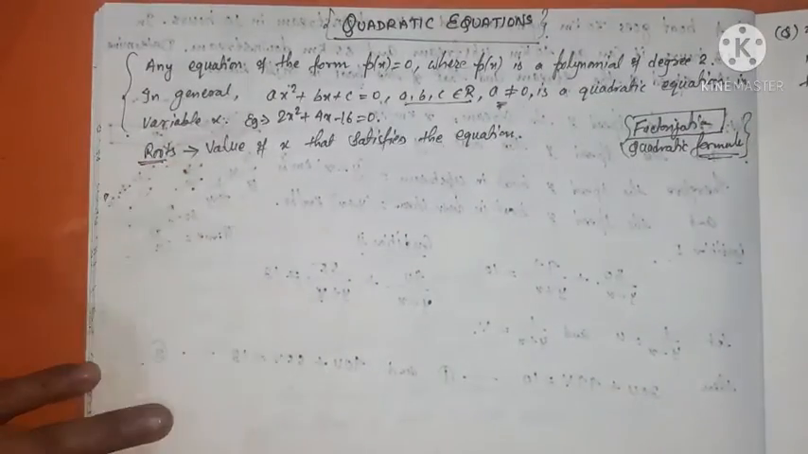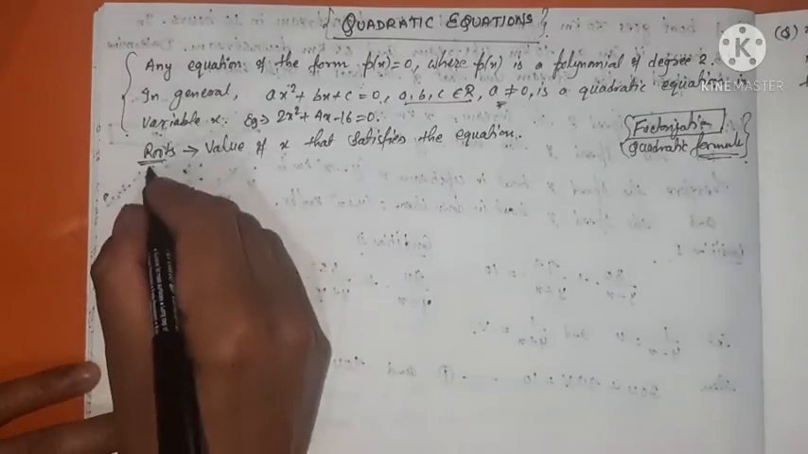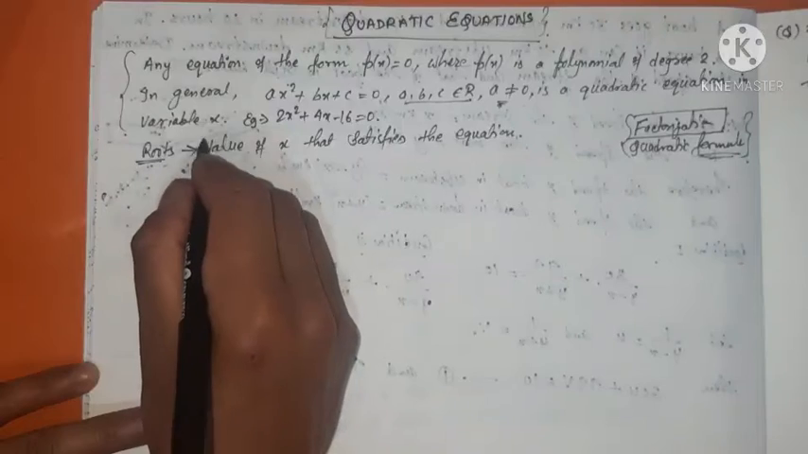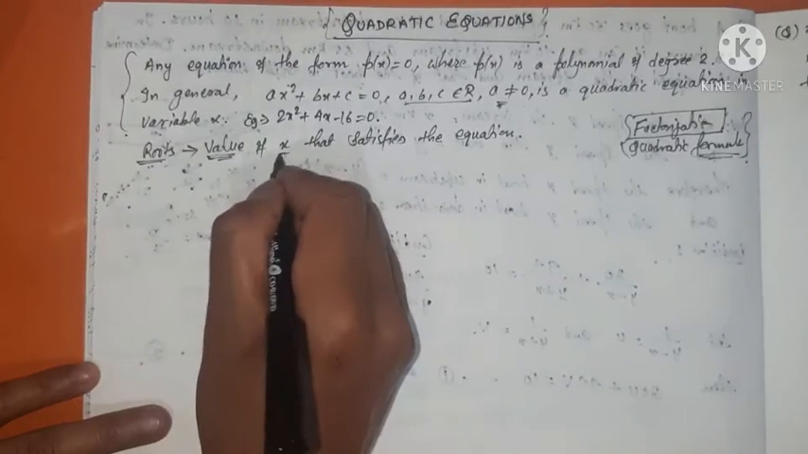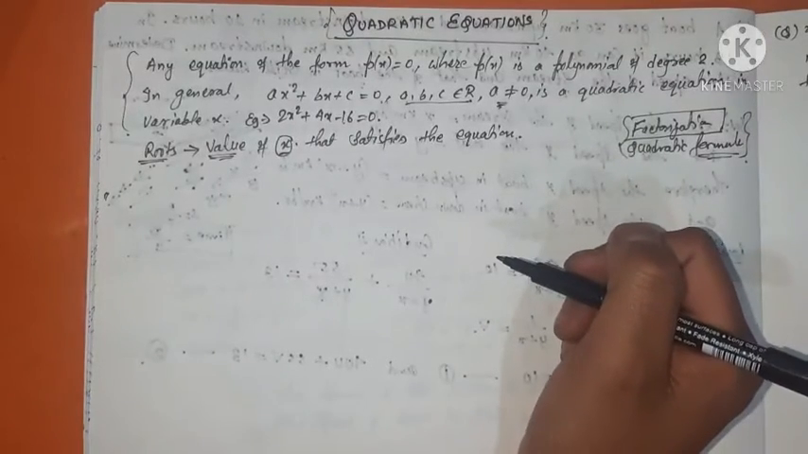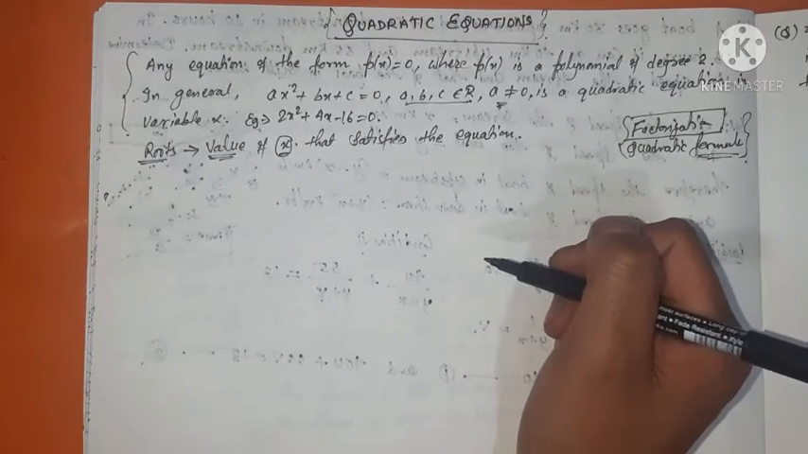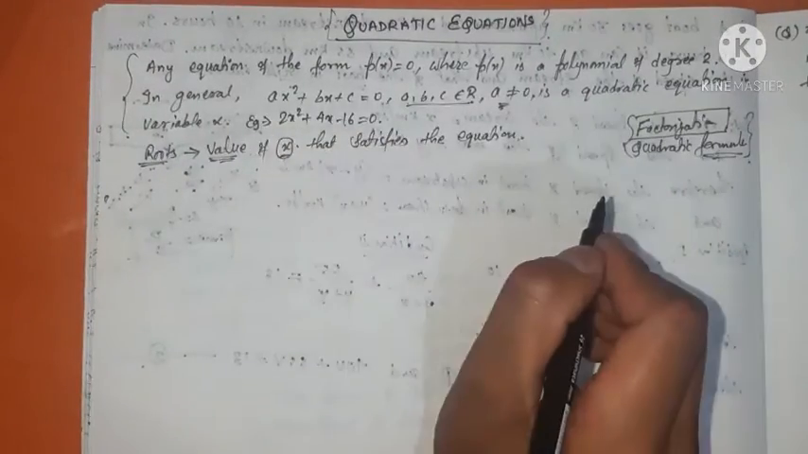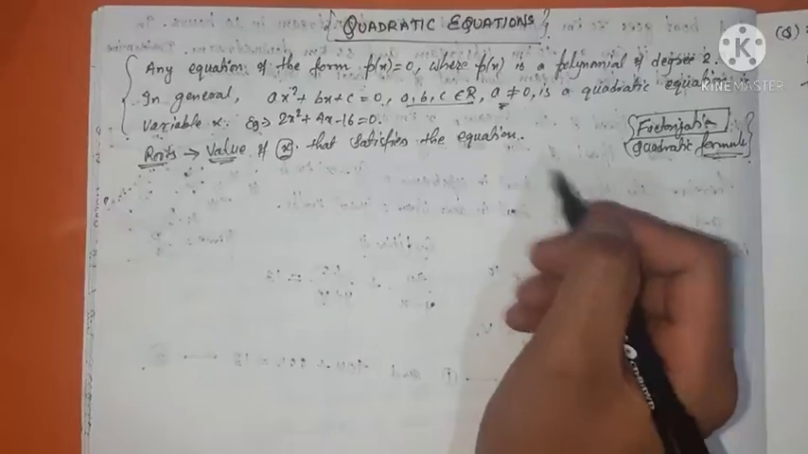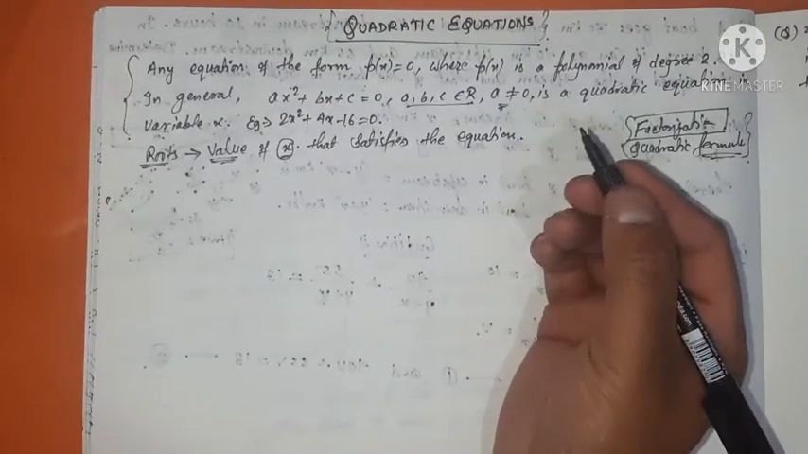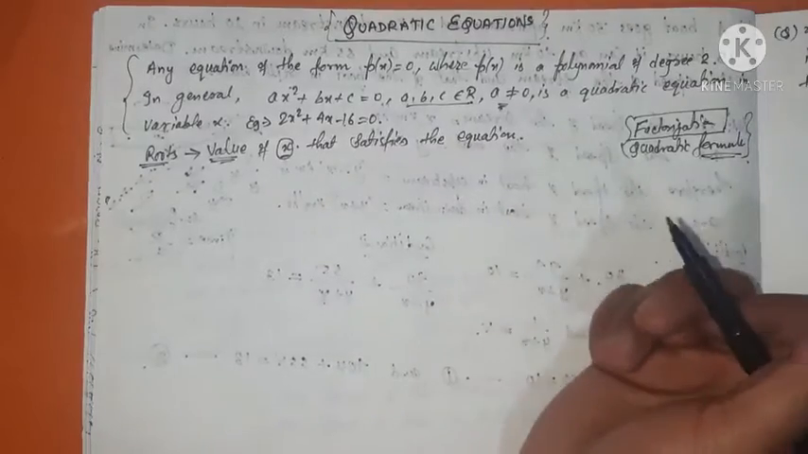Roots means the zeros of the polynomial. You know that, here, roots of the quadratic equation, that means it is the value of x that satisfies the given equation. As you all know, degree 2 means it must have two values, because a polynomial of degree 2 has two zeros. That means here two roots, we call them roots or zeros.